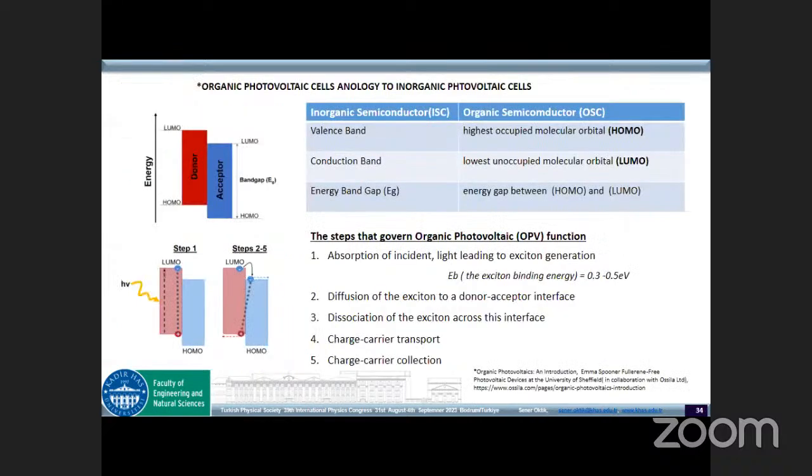If you go to organic, we can compare organic and inorganic. When you say valence band, you can talk about the highest occupied molecular orbital, HOMO, as an analogue, and the conduction band, the lowest unoccupied molecular orbital, LUMO, and the band gap is the difference between the two. So we know quite a lot about the inorganics, and you can play around with the same concept and correlate analogously, and you talk about excitons rather than electrons for conduction, and this opens a new area for us.